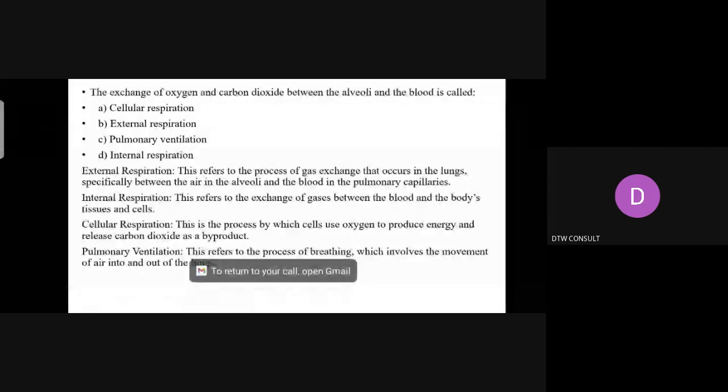All right. So the exchange of oxygen and carbon dioxide between the alveoli and the blood is called dash. A, cellular respiration. B, the external respiration. C, the pulmonary ventilation. D, the internal respiration. The correct answer is the external respiration. External respiration is the exchange of oxygen and carbon dioxide.